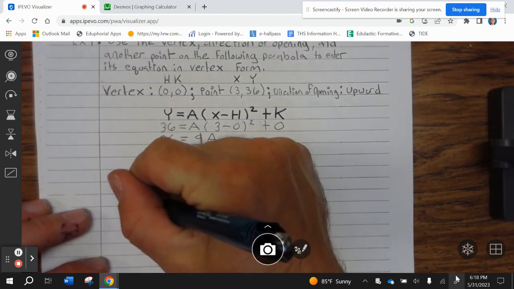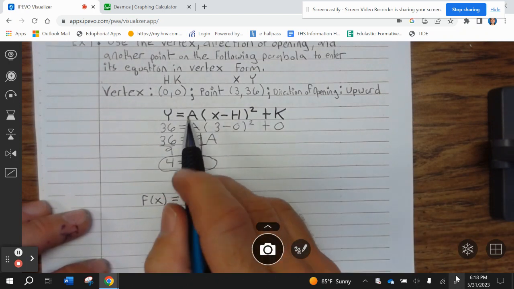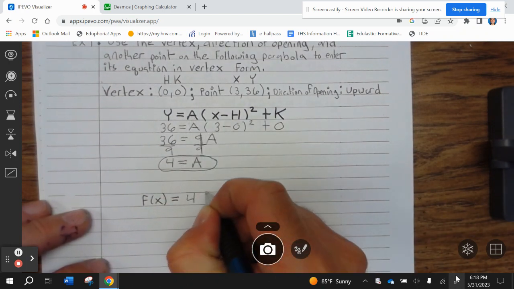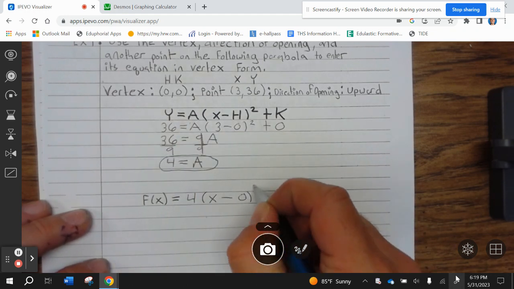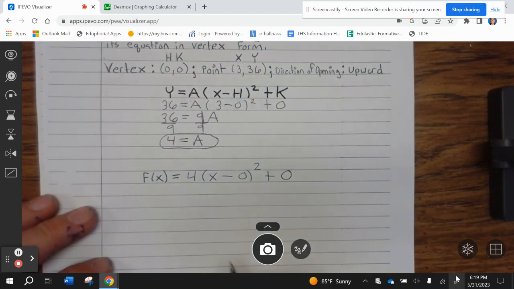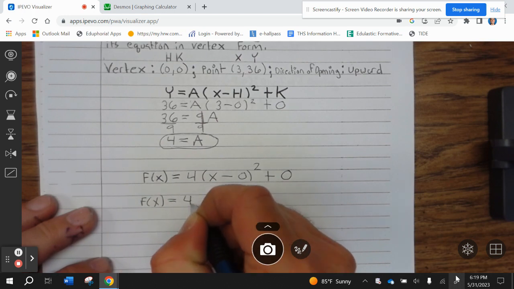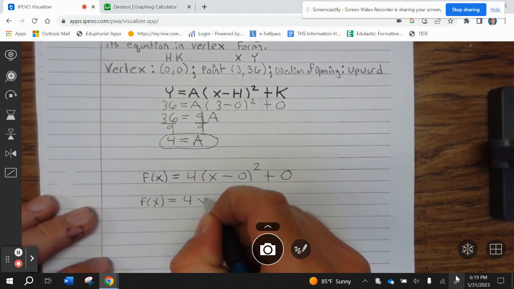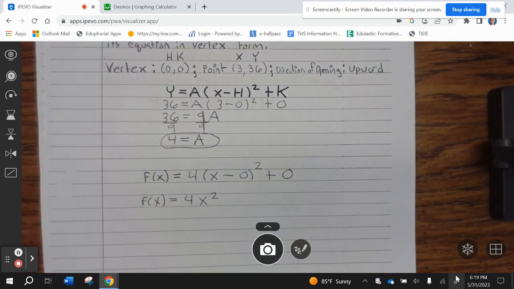So f of x equals, we plug 4 in for a, so 4 parentheses x minus, we plug in h, which is 0, squared, plus k, which is 0. So that simplifies to be f of x equals 4 times x minus 0 squared, which is just x squared, plus 0. All right, go ahead and finish up example number 1.